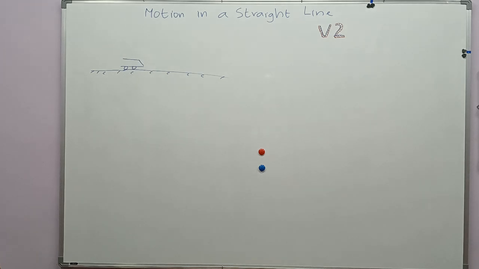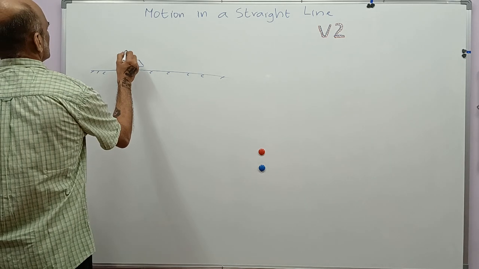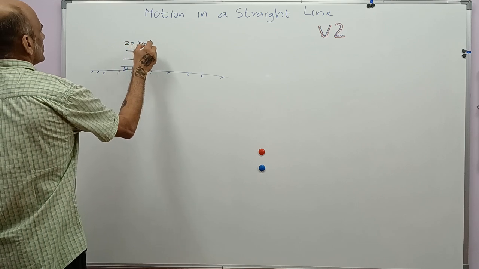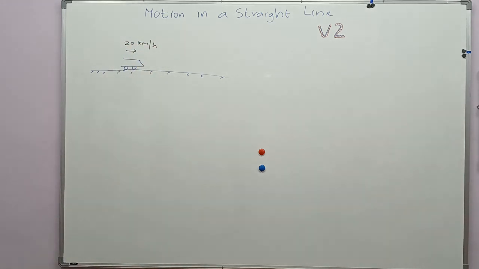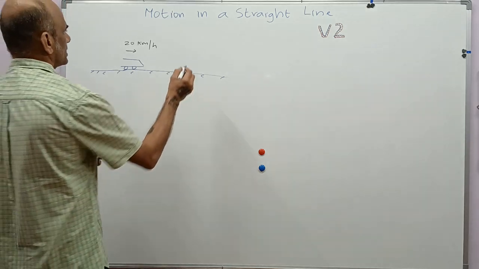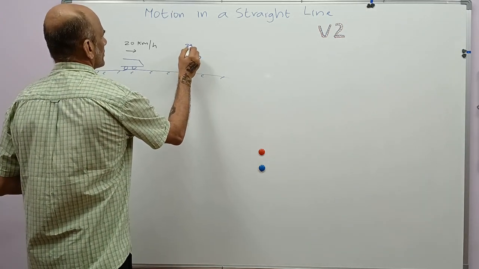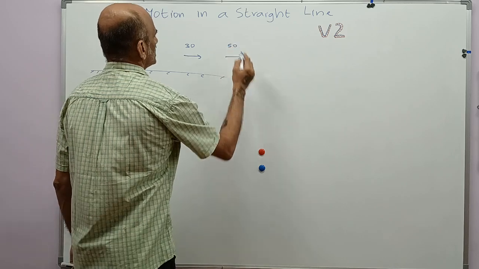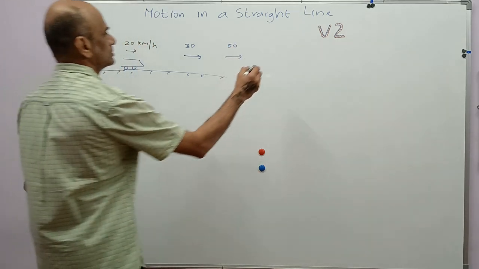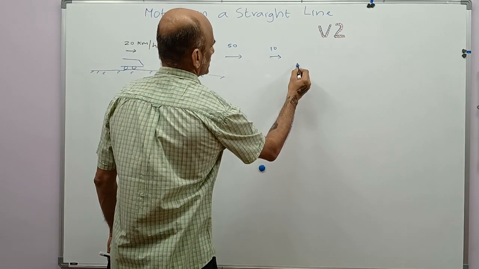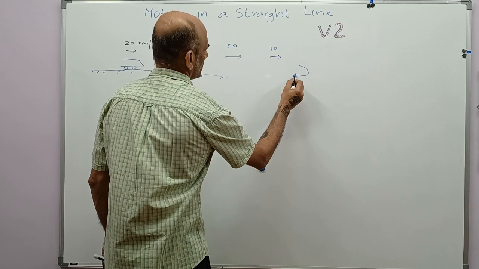Next, the car can start moving. So let it move with a speed of 20 kilometers per hour. So the car is moving with a uniform speed. The next complication is the speed can increase. You see 30 kilometers per hour, and then we say 50. The speed can also decrease. We say 10, and then it can also decrease to 0 and then turn back.